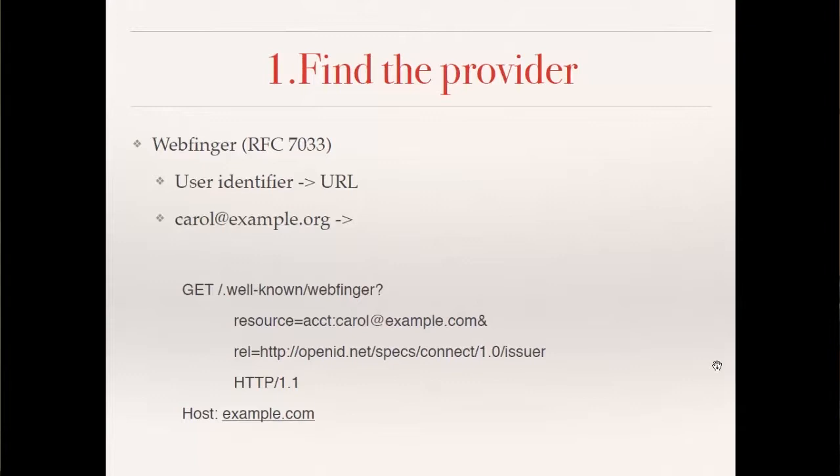The resource in this case is called acct, which is account information. It could also be the email, or a third scheme that's supported is the URL scheme, HTTP that is. And then in this rel parameter, you specify what kind of pointer you want back, what kind of relationship between this person and the service you're after. In this case, you want to have the OpenID Connect issuer.